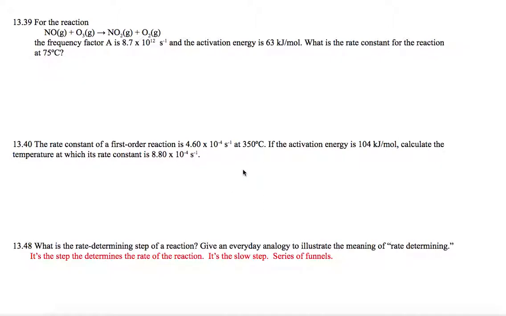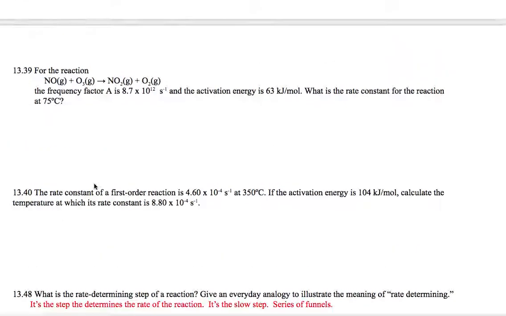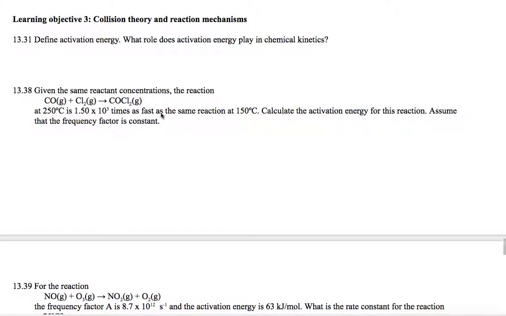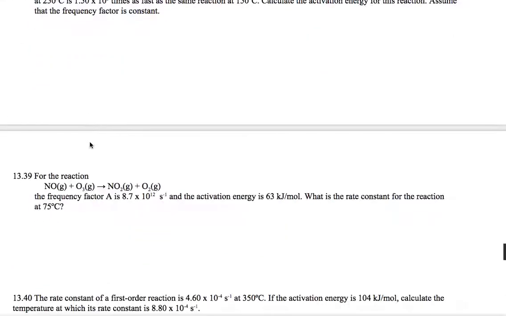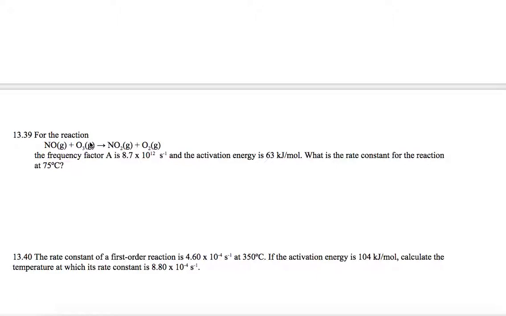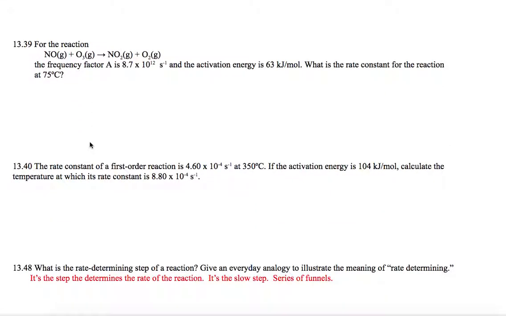Number 39, we have a frequency factor. Now, if we have a frequency factor, we're dealing with a specific activation energy at a specific temperature and not comparing two different rate constants. For example, here we had two different constants we're looking at. In this one, we're just going to be looking at one constant. And therefore, we use the original Arrhenius equation.